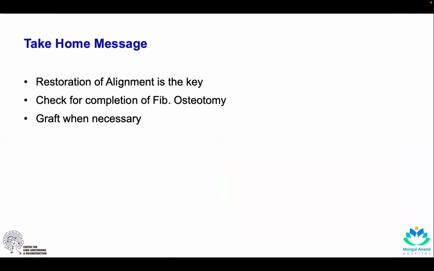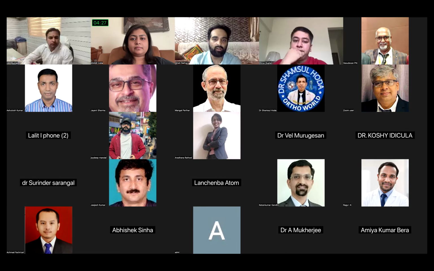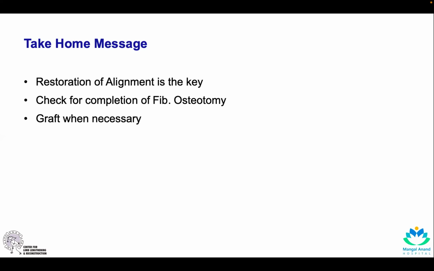So the take-home message of my presentation would be that we need to restore the alignment, even though there was a non-union, but the proximal deformity had to be corrected. We should always check for the completion of the oblique fibula osteotomy, because many times the fibula tries to hitch in the correction and can cause problems, and we should graft whenever it is necessary.